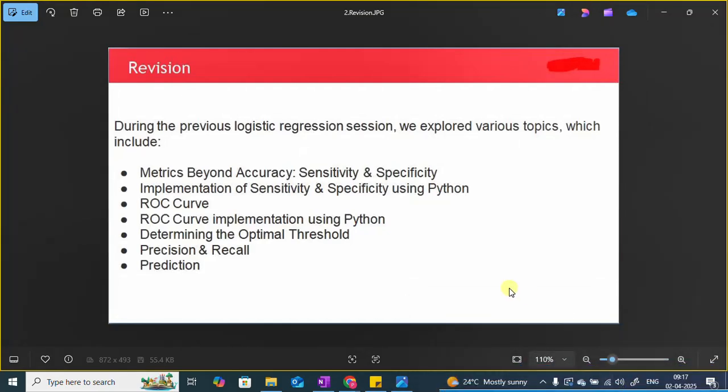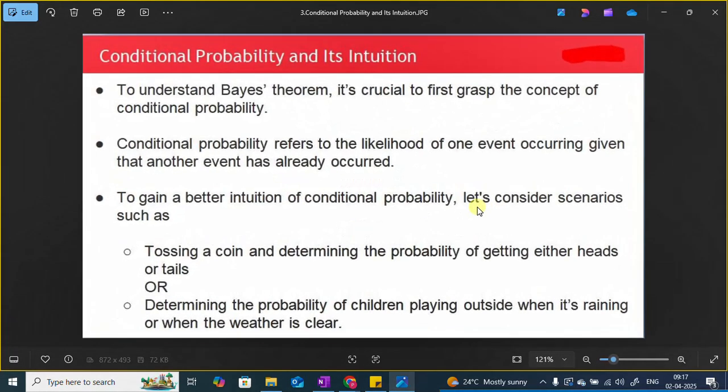You can see, these are the things I have already explained on the whiteboard. No need to spend much time. You can see precision, recall, ROC, AUC score, everything we have seen. Now coming to conditional probability.